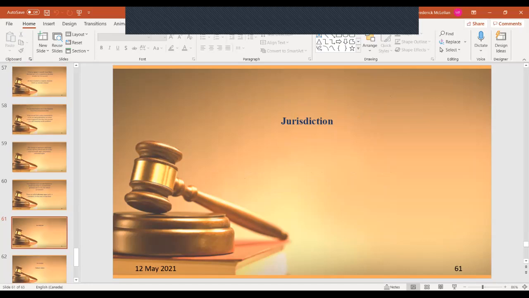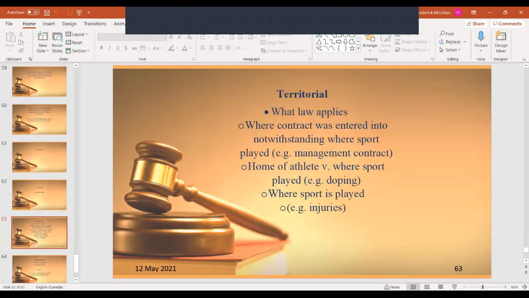Jurisdictions of courts are incredibly important. It deals with territory and subject matter. So when you bring an action for any kind of relief, you have to make sure it's in the right territorial jurisdiction, Ontario, Manitoba, what have you. And the subject matter has to be within the jurisdiction of the court. So again, a divorce has to be in Superior Court, whereas small claims can deal with small tort matters. Okay, that's important. So territorial is what law applies. So where was a contract entered into?